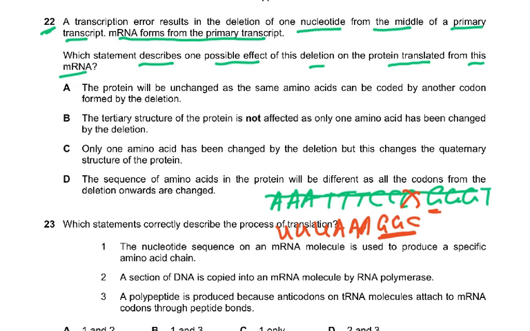So let's see, there was this here. Now the whole thing changes because you see you got the C, and then one is missing, so you get this to be G. So GGC will be the primary transcript. And then we have, what do we have? Then we have GGT that will be translated. So it will be CCA. So after this, everything will change. So the answer is D. The sequence of amino acids in the protein will be different as all the codons from the deletion onwards are changed.